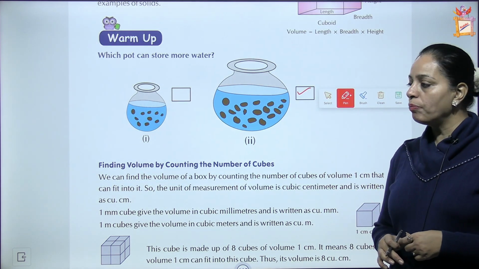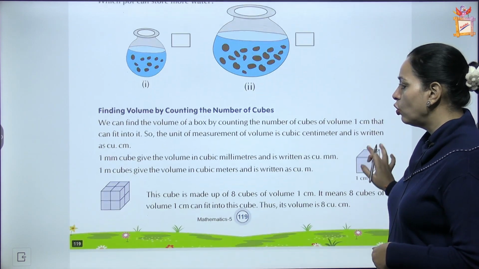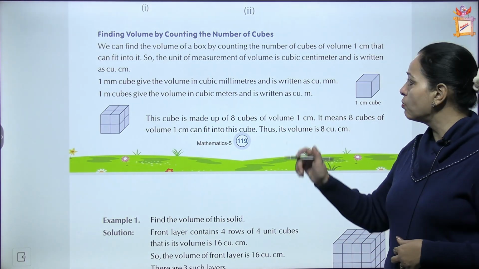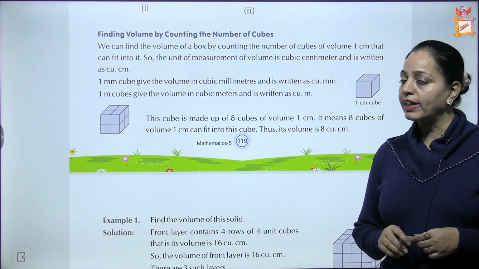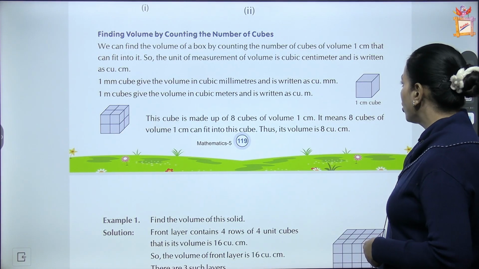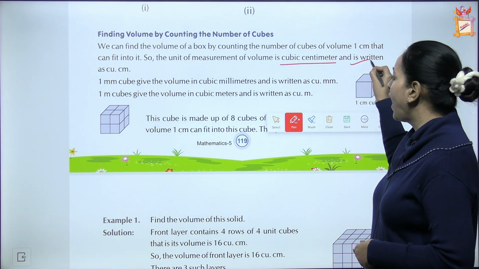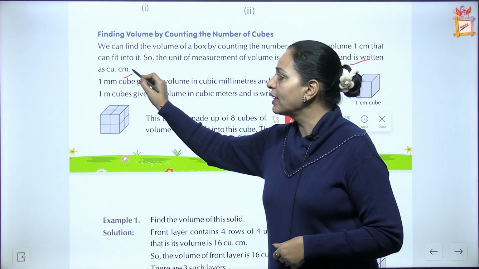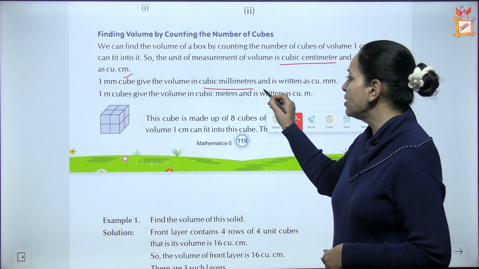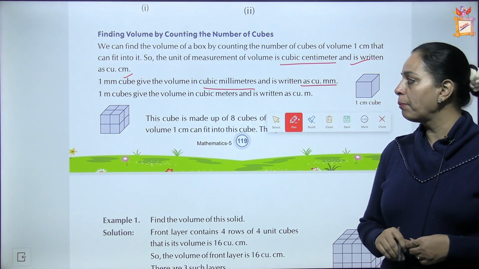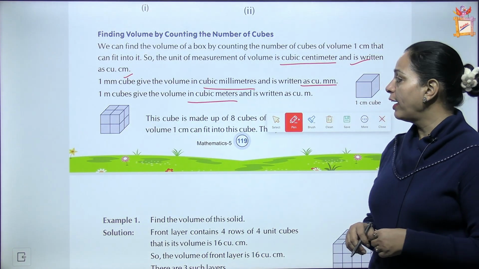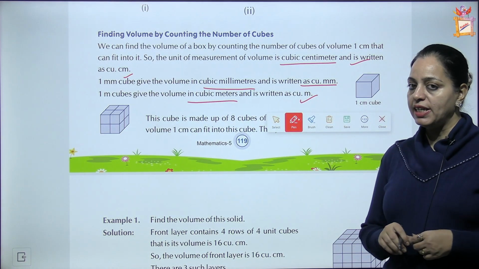Now, finding volume by counting the number of cubes. We can find the volume of a box by counting the number of cubes of volume 1 centimeter that can fit into it. So the unit of measurement of volume is cubic centimeter, and how can we write it? Cubic centimeter. 1 millimeter cubes give the volume in cubic millimeter, and how can we write cubic millimeter? 1 meter cubes give the volume in cubic meter, and how can we write cubic meter?